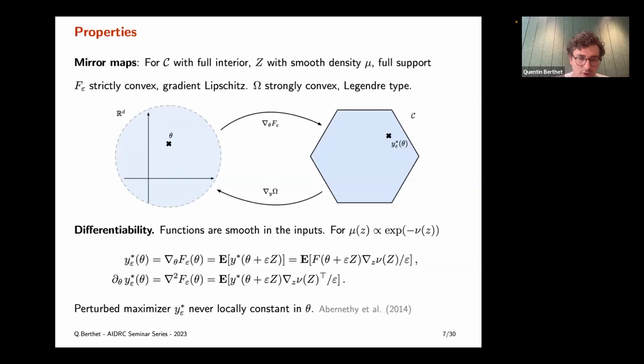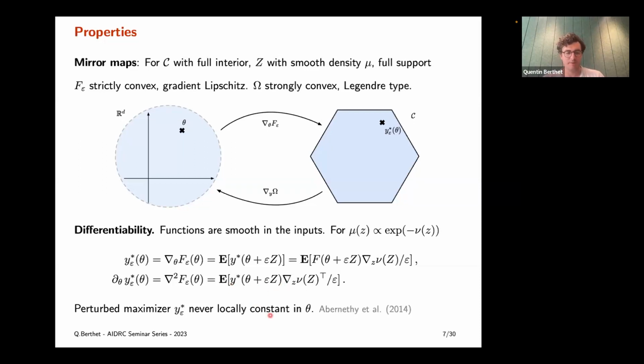Then you will find that, as I explained, it's easy to estimate y epsilon star just by using a sampler and y star. It's also easy to estimate the Jacobian of y epsilon star, so the derivative with respect to theta, this Jacobian matrix, again by just using these y star of theta plus epsilon z, and then the gradient of the log distribution as well. So this means that both to compute the perturbed optimizer and its Jacobian, the only thing that you need to be able to do is to add some noise and compute in parallel a lot of these solutions.